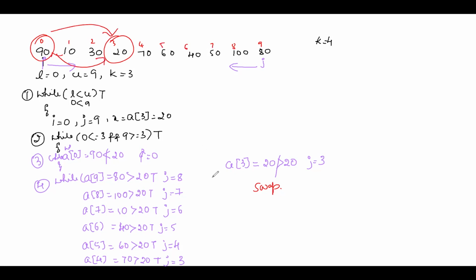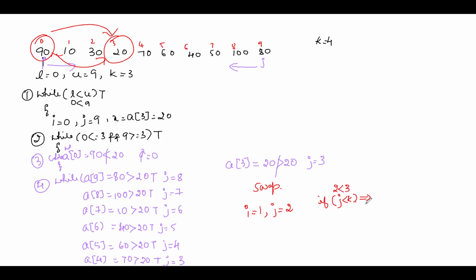So once you swap, you also need to change the I value and J value. So I value is now going to be 1 and J value is now going to be 2. All right. So once we change the I and J values, we are going to check the if conditions. So we will check if J is less than K. In this case, J is 2. Yes, it is less than K.